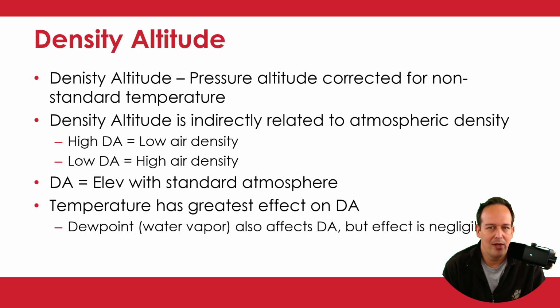And so low density altitude, we take that word density out of it. So low density altitude, low altitude. What kind of density do you have? You have high air density. So that's an easy way to remember that. And so with a high density altitude or low density altitude, when you factor in elevation, then we can get our true density altitude. And temperature has the greatest effect on the density altitude.